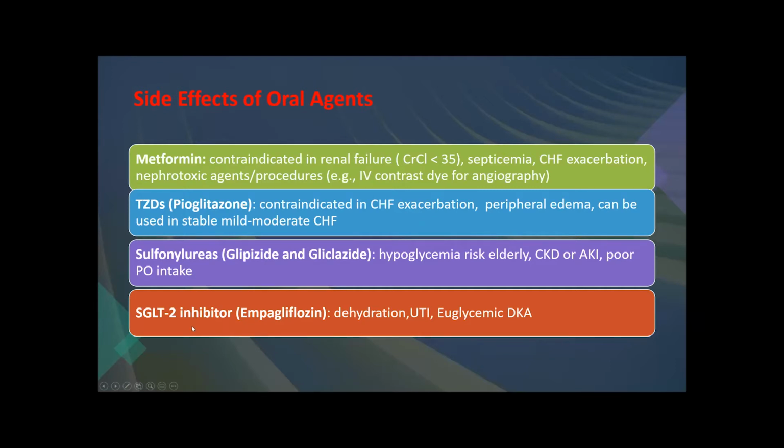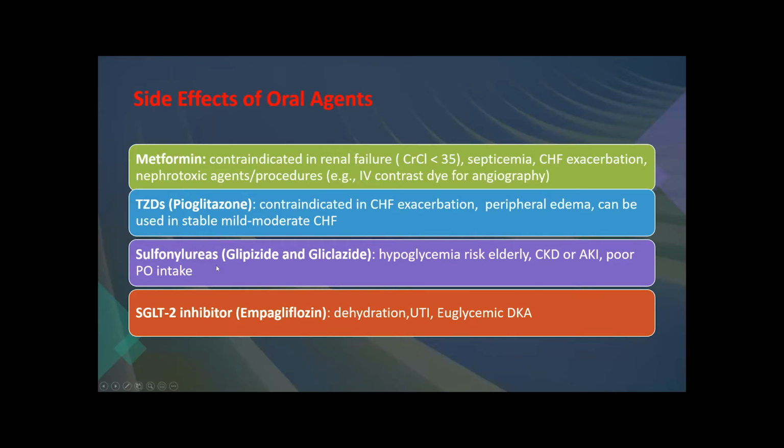But the problem is if the patient is acutely ill, you don't want to use it, especially if the patient has poor PO intake. If you suspect the patient has a dehydration risk, you don't want to use it. If you suspect the patient has a UTI risk, you don't want to use it. And also, if you use it, there's a risk of euglycemic DKA. So you have to check the chemistry panel from time to time if the patient's situation is getting worse.